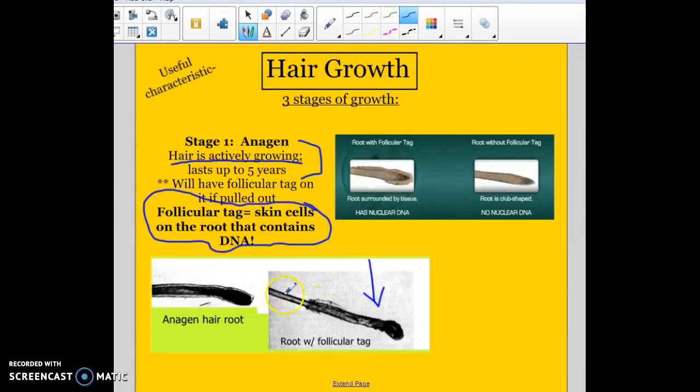Right here is a follicular tag. You can see this is the hair, and this is the root of the hair down here, and there's almost like a complete layer over top of it. That is the follicular tag. Those are skin cells that got pulled out when that hair got pulled out. Here's another example. Here's the actual hair, and all the way around it, those are skin cells that got pulled out. Those are a follicular tag. So if it's in the anagen stage, it's actively growing, and it gets pulled out, it will have the follicular tag attached to it.